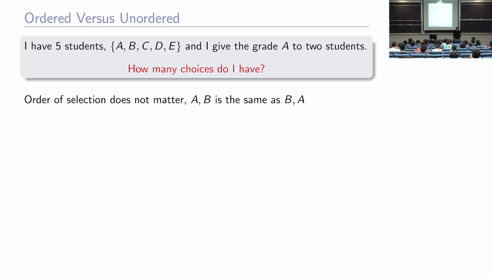So that's the value to do. Let's do this. This is the previous one, which we did. You see the title of the thing is ordered versus unordered, right? So now we're going to do this thing. How many choices do I have for this thing? AB is the same as BA, right?